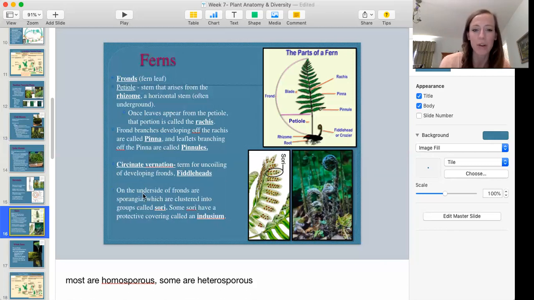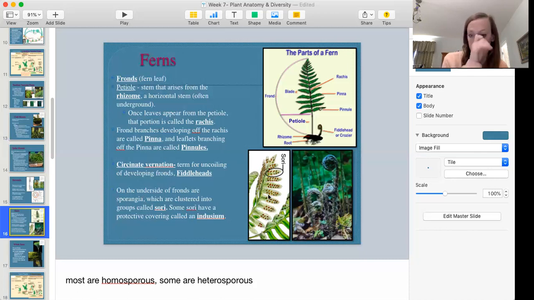All right, and then on the underside, if you look at a mature frond and you turn it over and look at the bottom, you might find little dots like shown here in this bottom left picture. The little groups of dots are called sori. The sori can have a little covering on top called indusium. And this is where your spores are going to develop, right here in the sori. Okay.